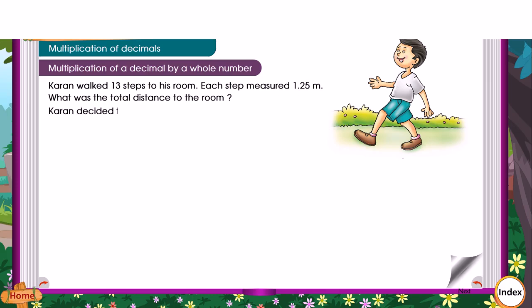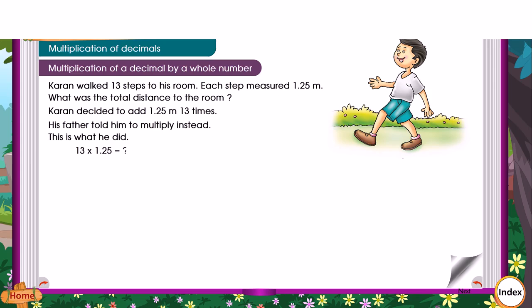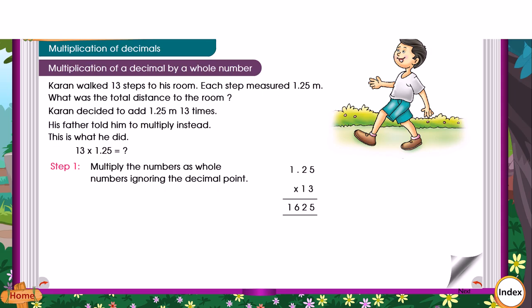Karan decided to add 1.25 meter 13 times. His father told him to multiply instead. This is what he did. 13 into 1.25 is equal to how much? Step 1. Multiply the numbers as whole numbers, ignoring the decimal point.